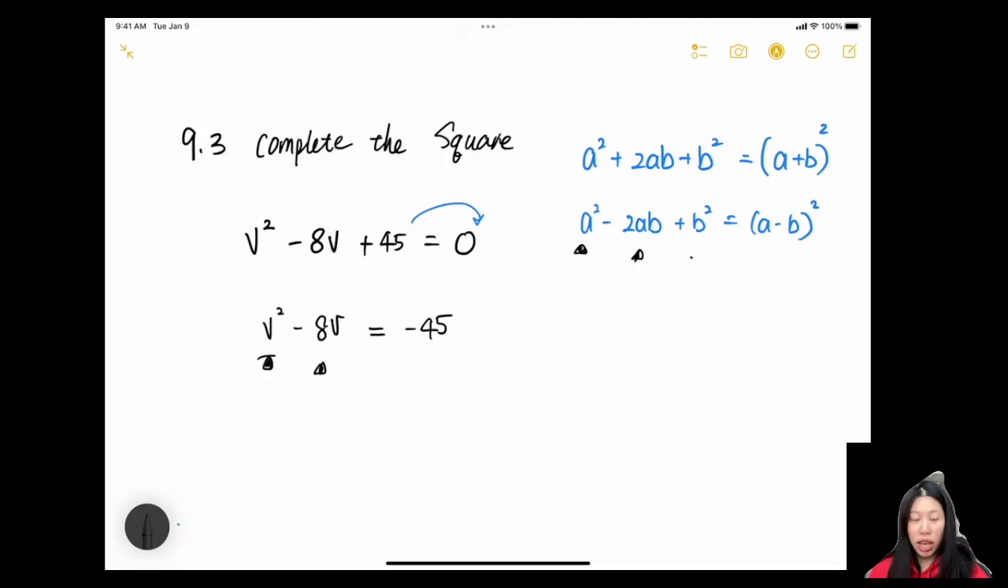So now we need to add b squared on both sides so that we can construct a perfect square. So b squared equals what? b basically is half of the number here, which is half of negative 8, squared. That would be our b. So we need to add it on both sides.